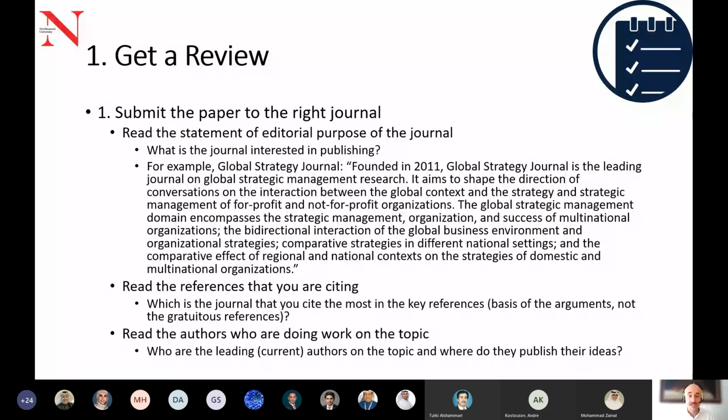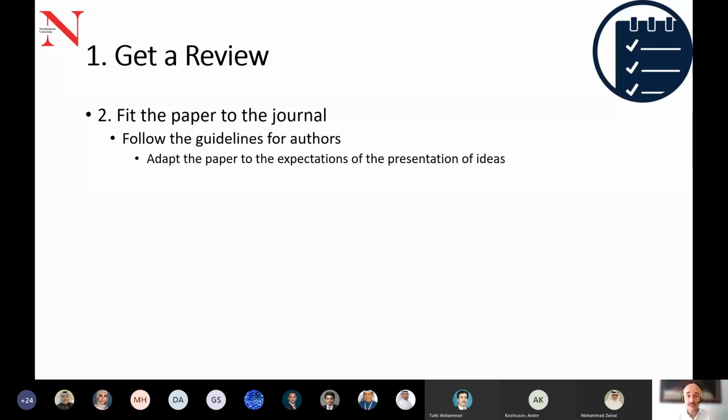The next one is fitting the paper to the journal. All journals have guidelines for authors. In general, it's nicer if you adapt the paper to the typical structure that most of the reviewers are going to expect. In some cases, the abstract is going to be shorter. In other cases, it's longer. The headings and subheadings are done in a particular way. References are formatted in a particular way. The more you match your paper to the expectations of the journal, the easier it is for reviewers to understand what you're trying to do.